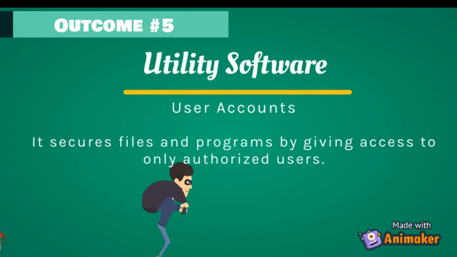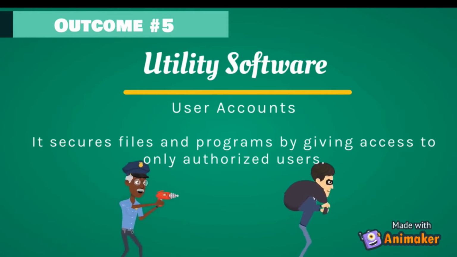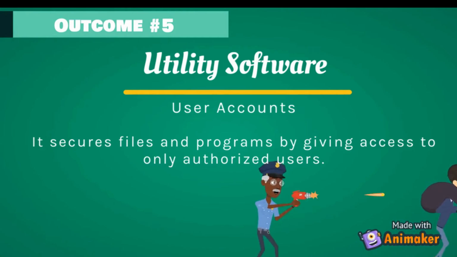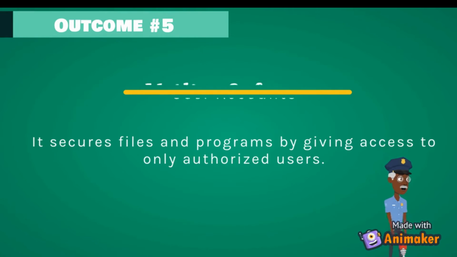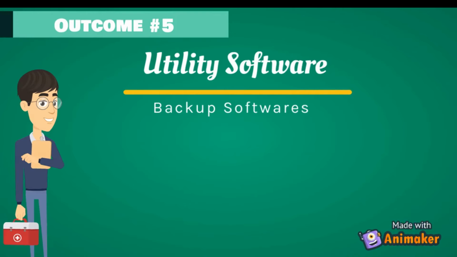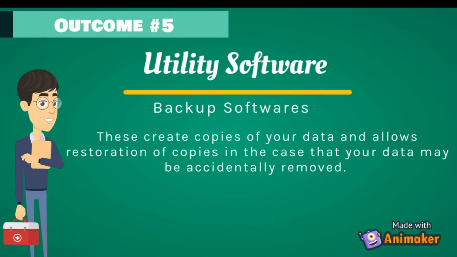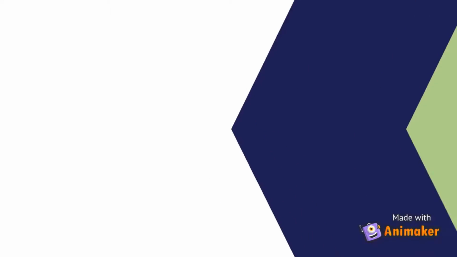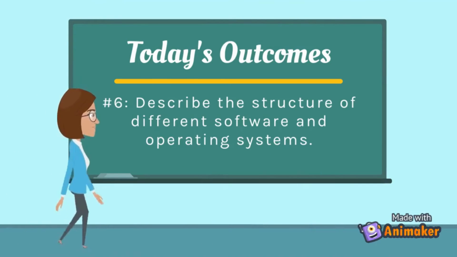We also have user accounts. It secures files and programs by giving access only to authorized users. Finally, we have backup software. These create copies of your data and allow restoration of copies in the case that your data may be accidentally removed. Let's move on to outcome 6.